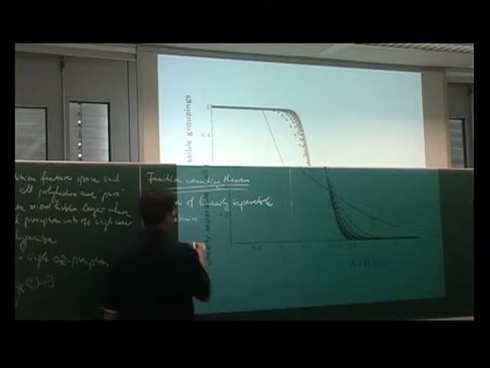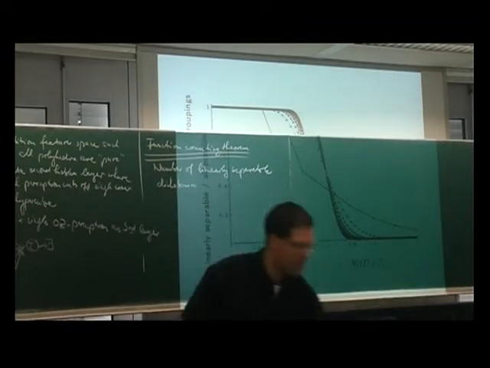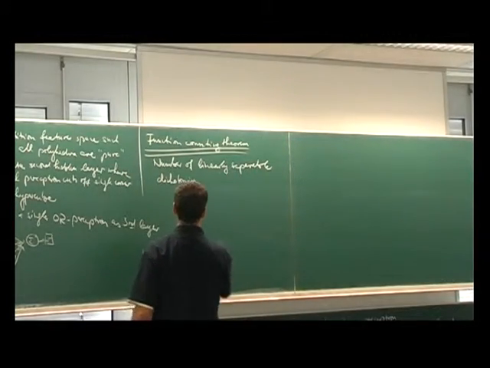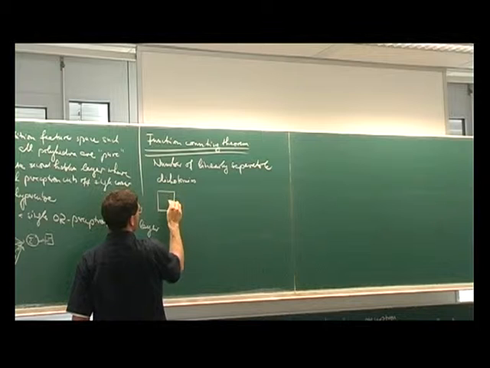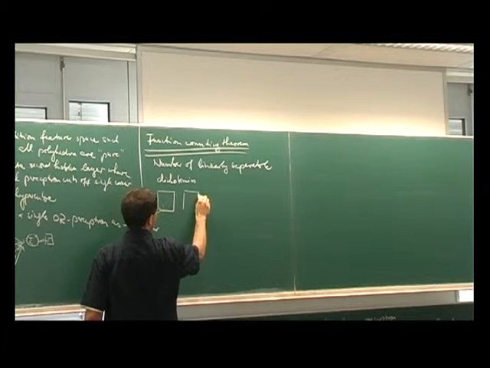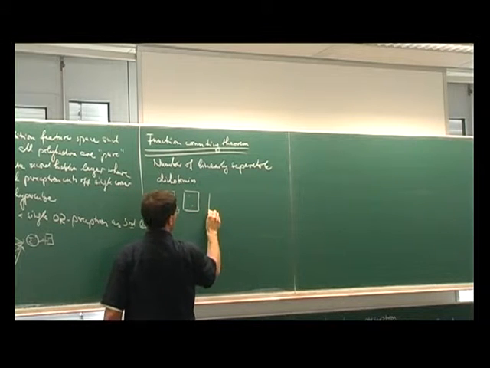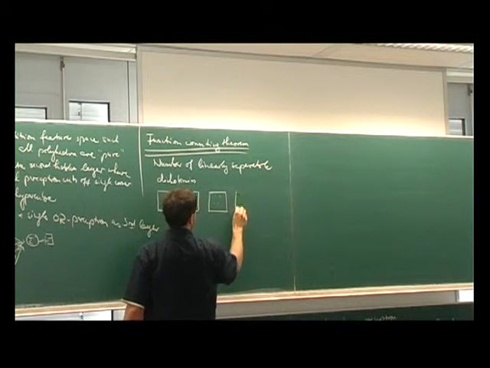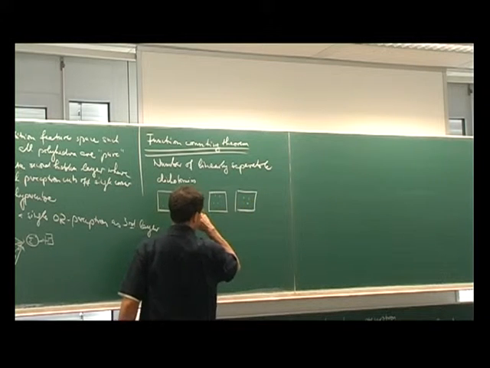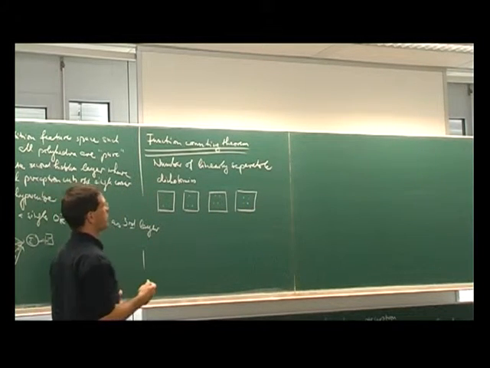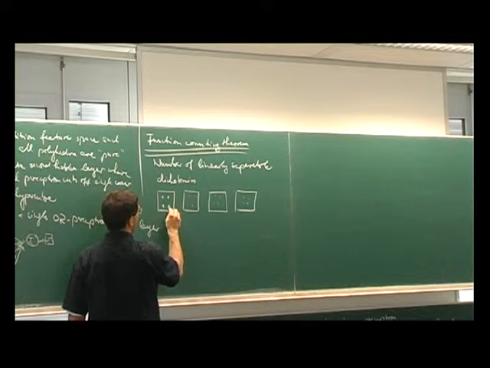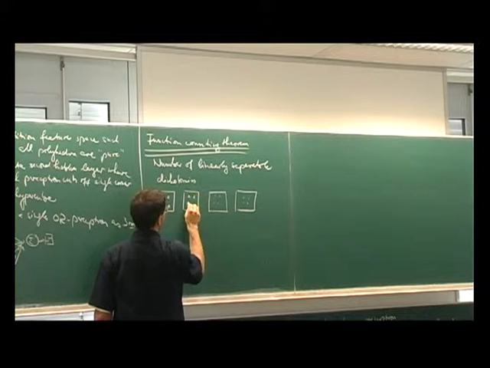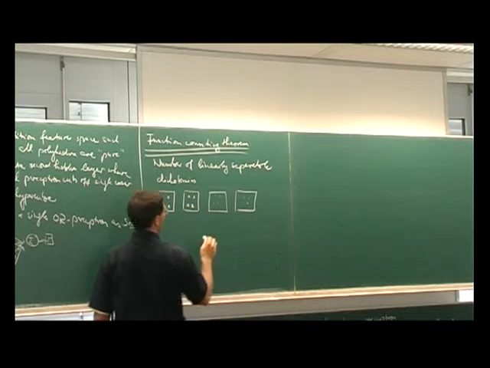So let's consider 4 points which are arranged in these positions here. I have a total of 8 possible ways of assigning classes. So I could say that all of them are class 1, or I could say all of them are class 1 but one is class 2.